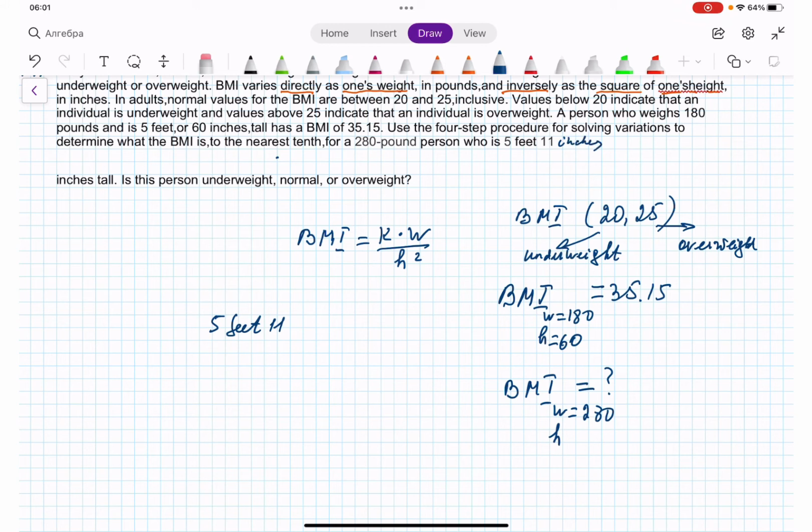So to convert it, pretty straightforward. 1 foot is 12 inches, so 5 times 12, and plus this 11 inches we have. 5 times 12 is going to be 60 inches, and plus 11, it's going to be 71 inches.